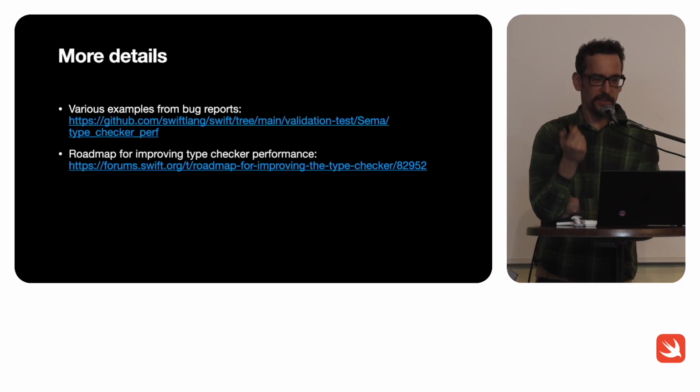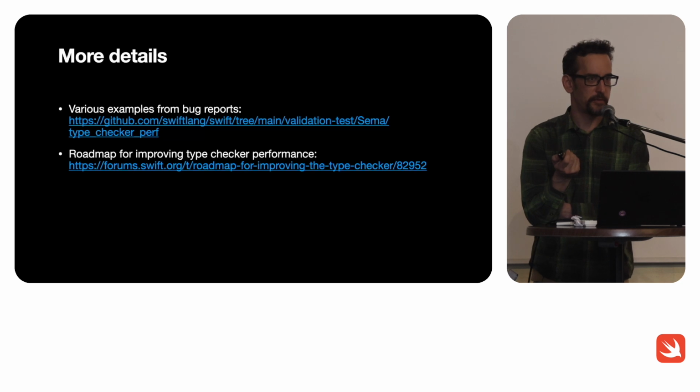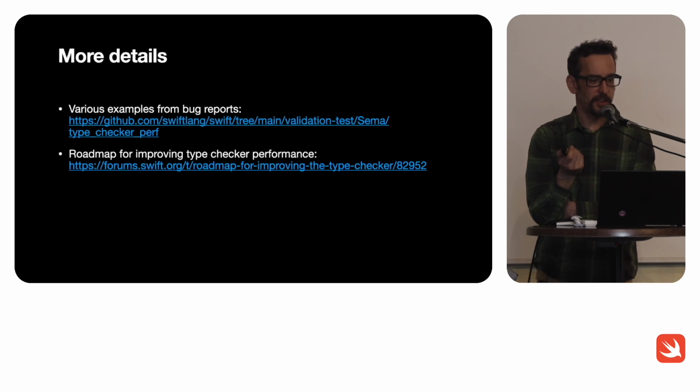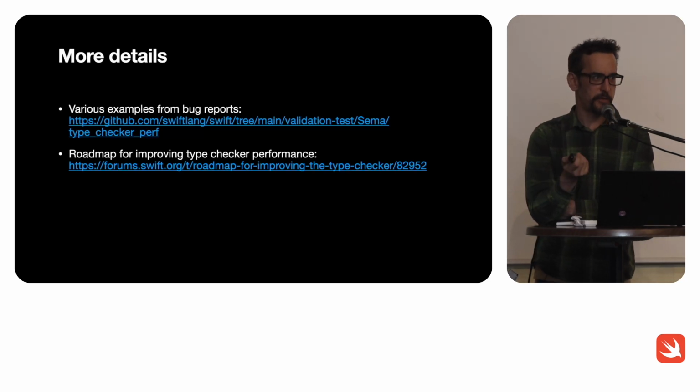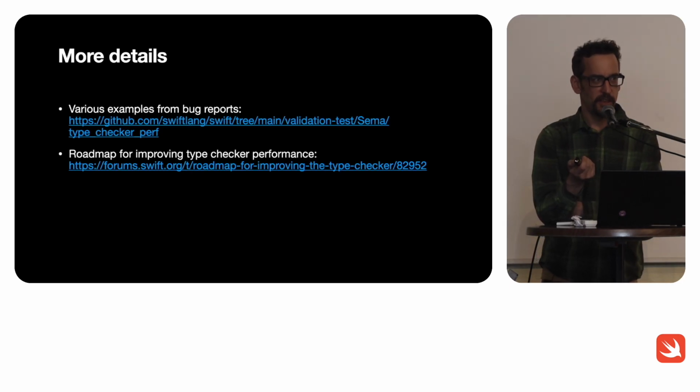Okay, and some more details. All of these examples are in the test suite, and they were originally reduced from bug reports. We have slow expressions in the test suite, so we can chip away at them and make them fast over time. And then we also have fast expressions there just to make sure they don't regress. And finally, a few months ago, I had this forum post with more details about some of this stuff.